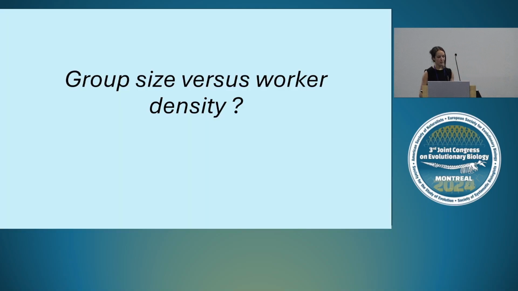So wrapping that up, I want to take a beat to talk about the difference between group size and bee density in this experiment. So group size is how many total bees in the colony, and density is the bees in each given area. And these, while closely connected, could lead to slightly different outcomes.